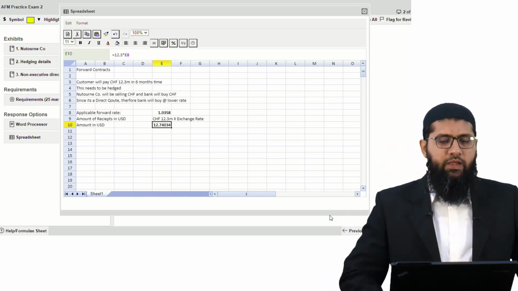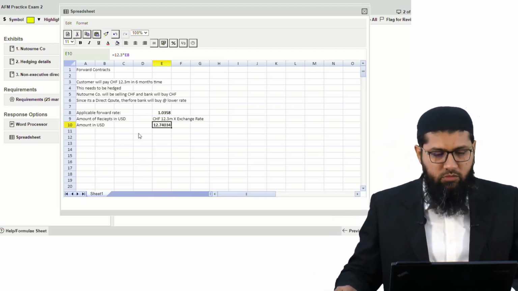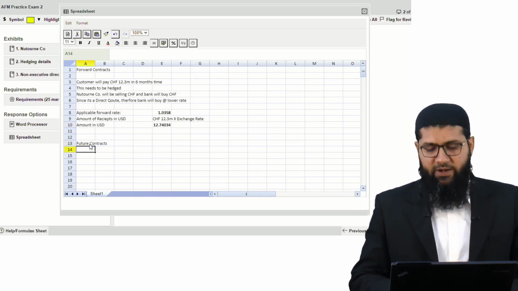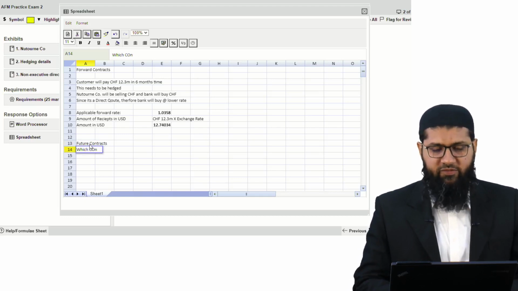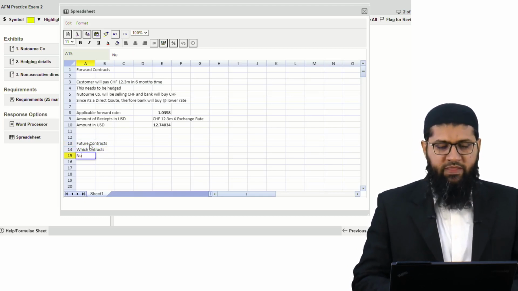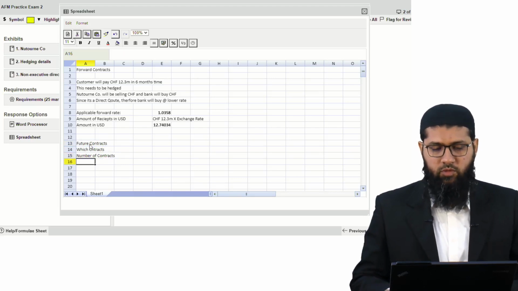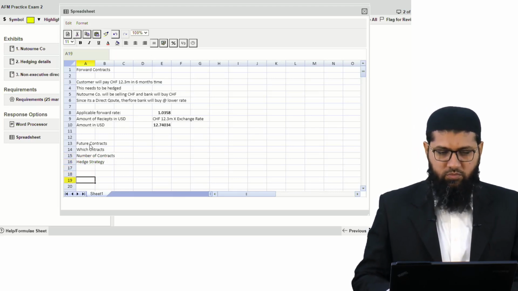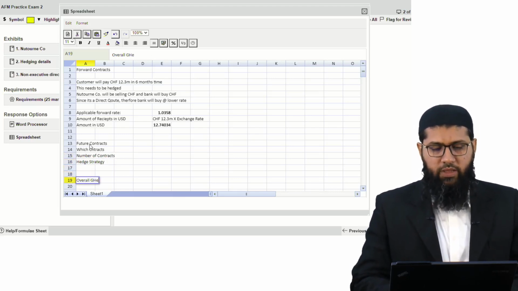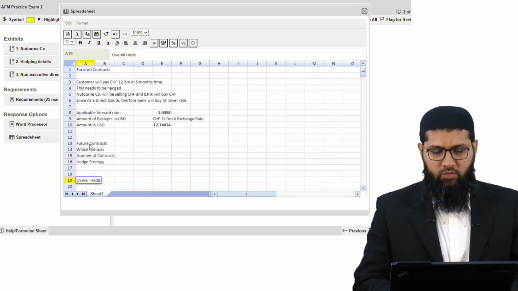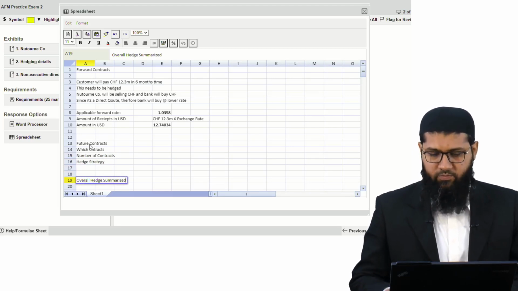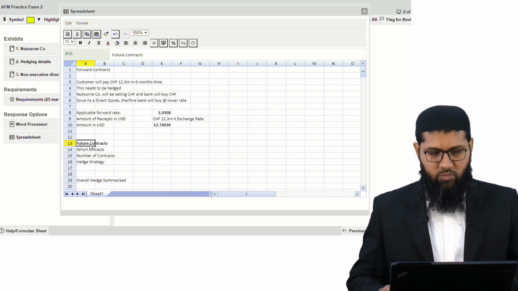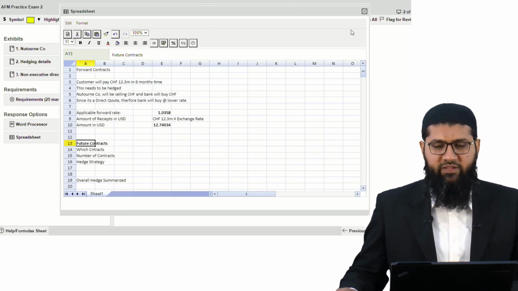Now, so that's a forward contract that we went through. Now let's talk about the future contracts. With respect to the future contract, you got to see which contracts, then the number of contracts, the hedge strategy. So overall hedge summarized. Now what next is there? If I talk about the future contracts, let's just try to see this.